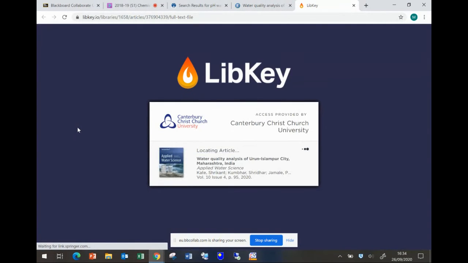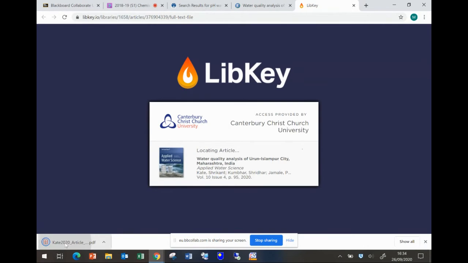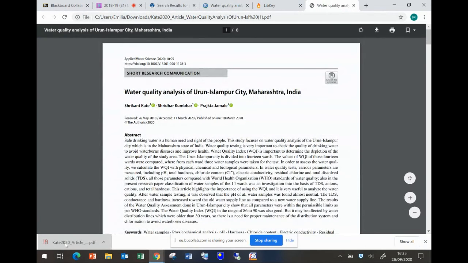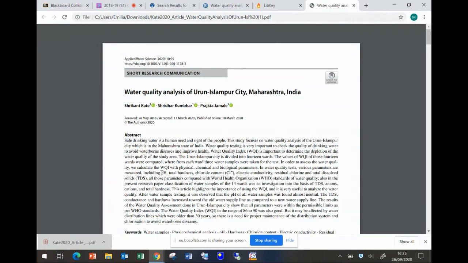Paper. So that definitely sounds promising. So again, I focus exclusively on papers. All the resources I'm looking at are papers. And what is that? Look, they measure pH, total hardness, electric conductivity, residual chlorine, and they compared it to World Health Organization standards for water quality.